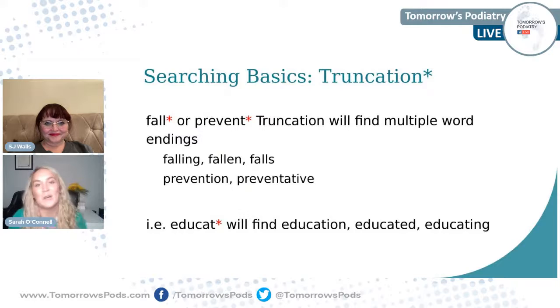And now this, don't worry too much about it, and I pronounce it wrong anyways. So truncation. Basically, by using an asterisk, you'll find multiple word endings. So if you did fall with an asterisk, it would include falling, fallen, falls. Or if you did prevent, it would include prevention, preventative.